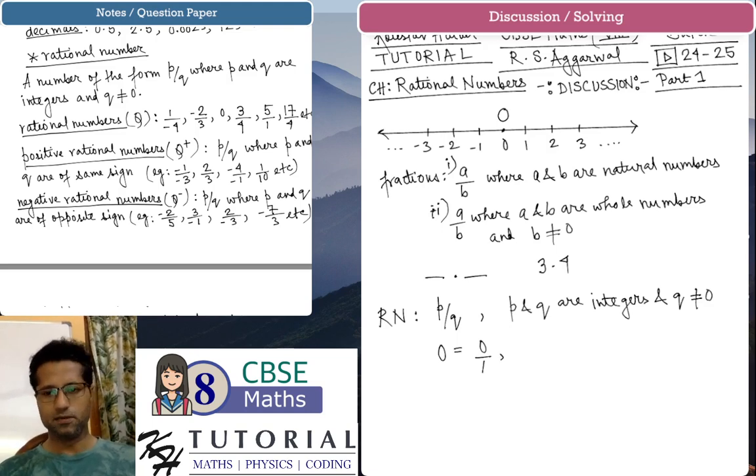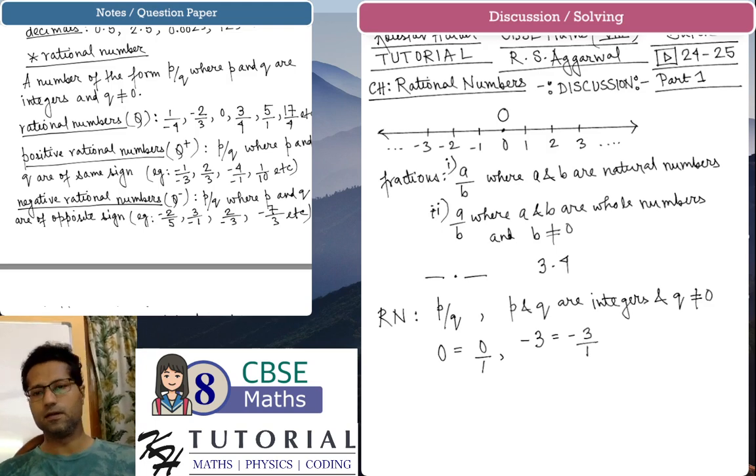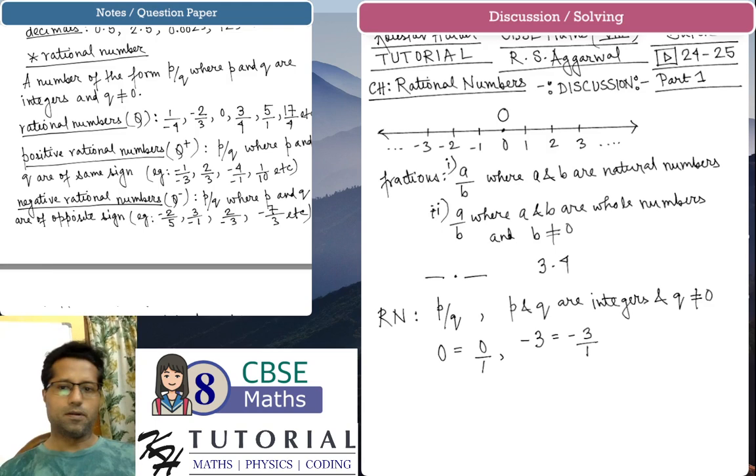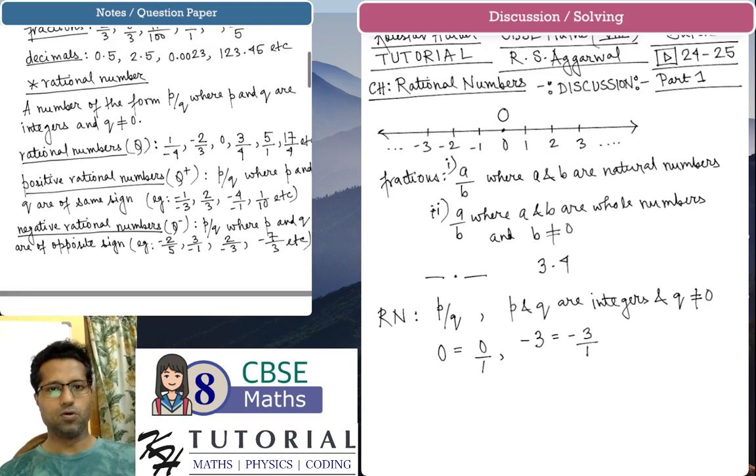Similarly, any integer can be written in the form of a rational number. Let's say minus 3. I can write minus 3 as minus 3 by 1. I can always put denominator 1 with any integer to write it in the form of a rational number.